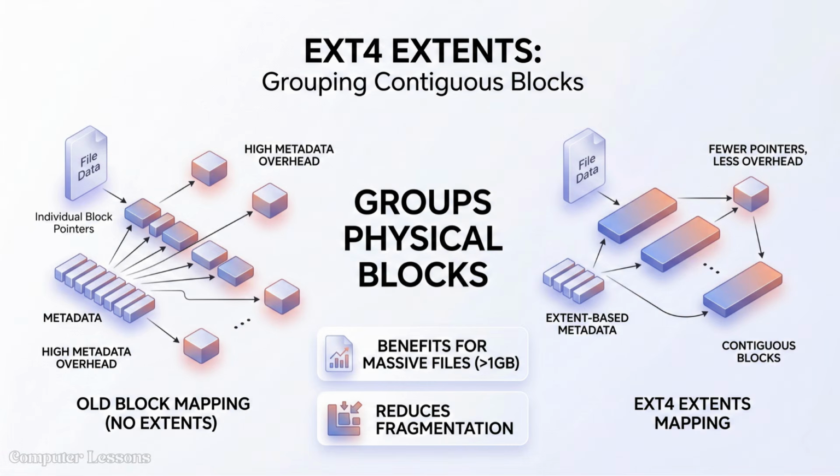EXT4 implements a feature called extents, which groups contiguous physical blocks together to reduce the metadata overhead. This improvement over older block mapping techniques increases performance when dealing with massive multi-gigabyte files.